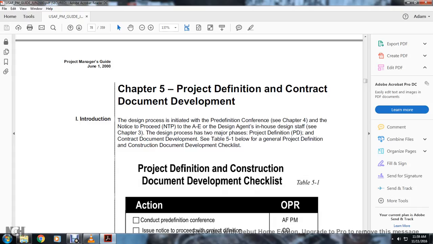The design process is initiated with the pre-definition conference, see Chapter 4, with the notice to proceed to the architect-engineer design agent and the in-house design staff. See Chapter 3. The design process has two major phases: project definition and contract documentation development. See Table 5-1 below for the general project definition and construction document development checklist.